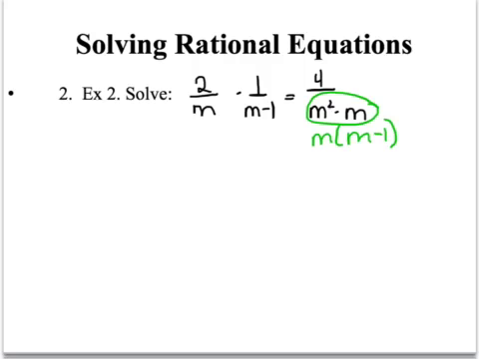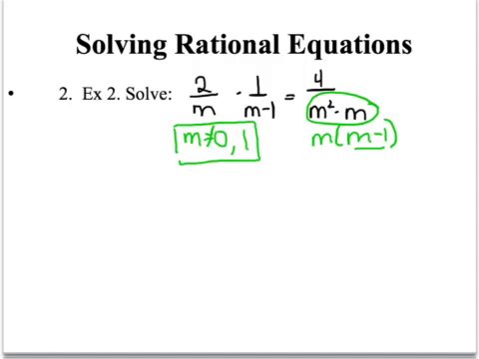So if you see here, you know that m cannot equal 0, and we also do not want m to equal 1. So these are our excluded values. As long as we do not plug 0 in for m or 1 in for m, then we'll be okay.